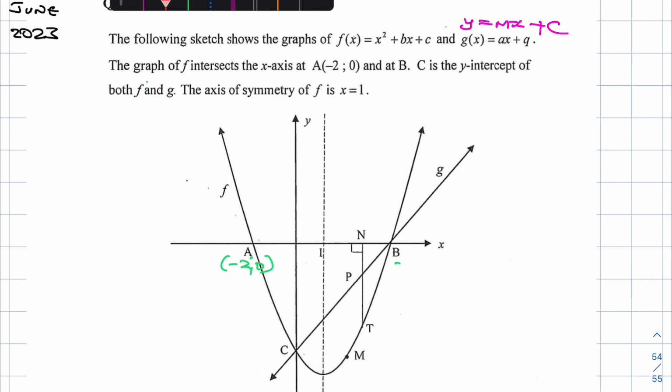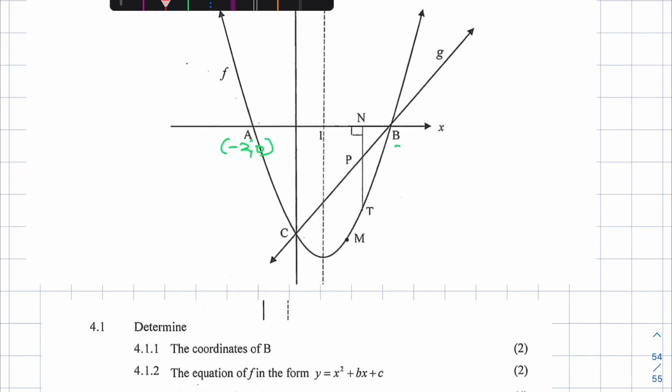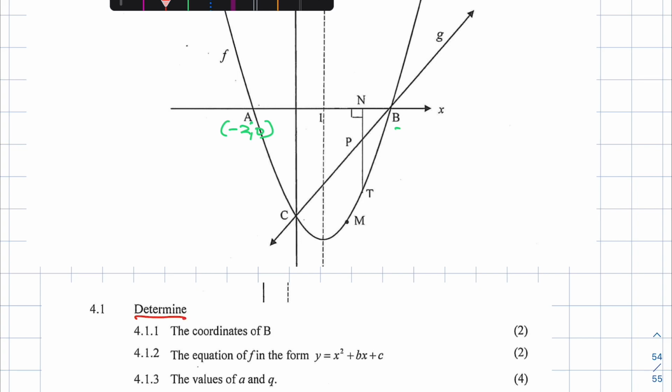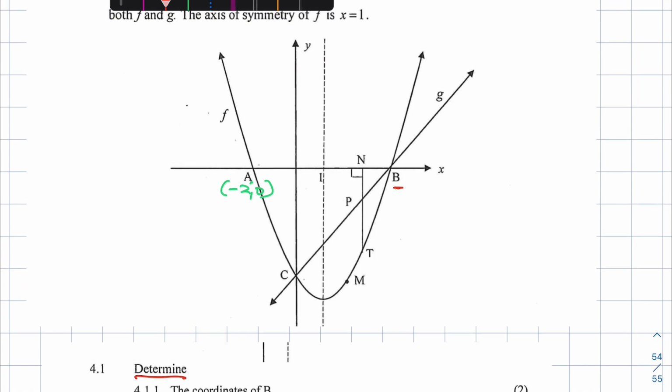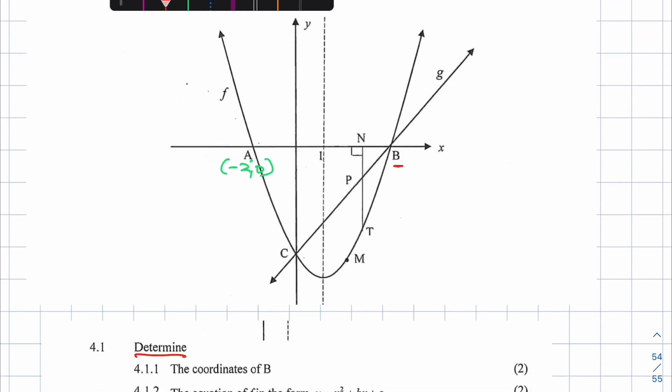So let's look at the questions. The first question, determine the coordinates of B. They want the coordinates of B. So this is quite simple, because we already know the coordinates of A. We're looking for the coordinates of B. This axis of symmetry will be our midpoint.